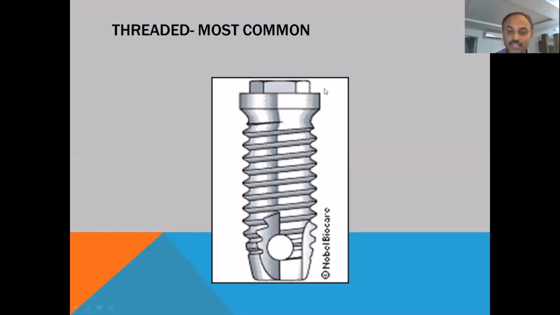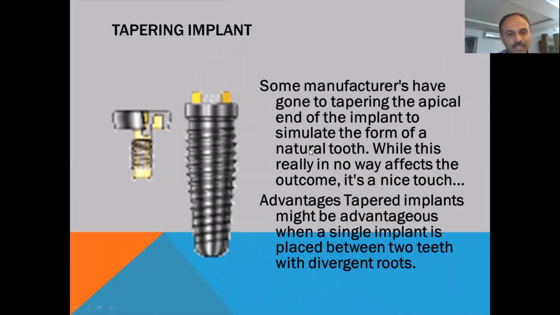Now this is another picture of a threaded implant. This is one common design and it is very popular. Nowadays we are using root form implants. It is not a perfect cylinder, it is in the shape of a root. The apex is tapered inside. So there is a certain advantage for these implants.